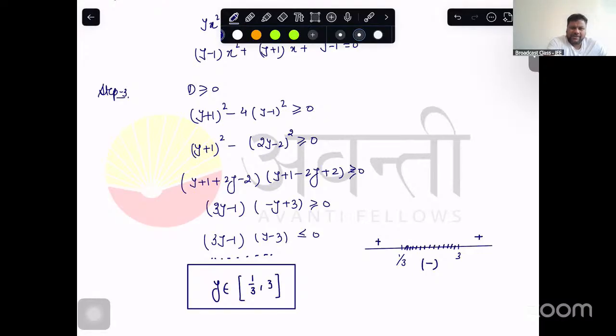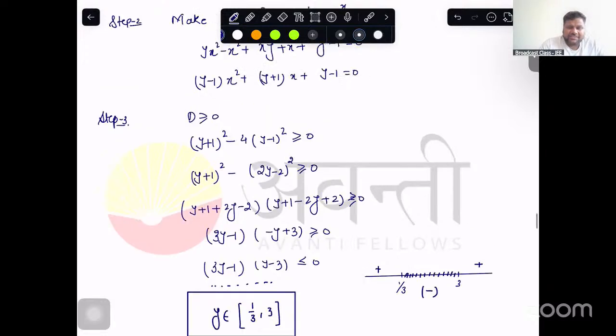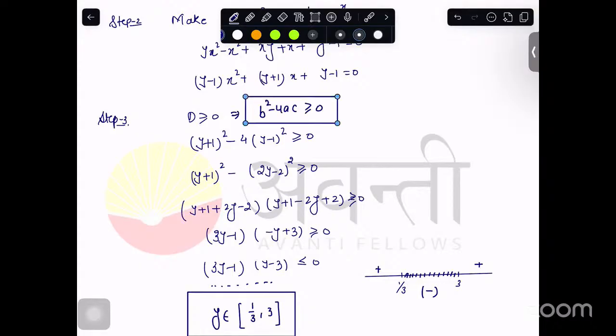D is the discriminant. The discriminant has to be more than or equal to 0, because we will get real values of y only if x is real. So if x is real, its discriminant has to be more than or equal to 0. That means b square minus 4ac is more than or equal to 0. Yes or no? Yes, sir. That's it.